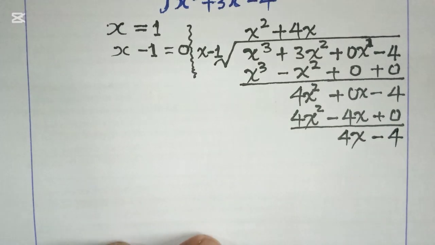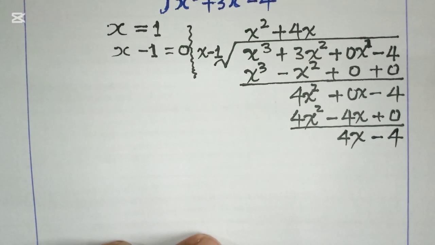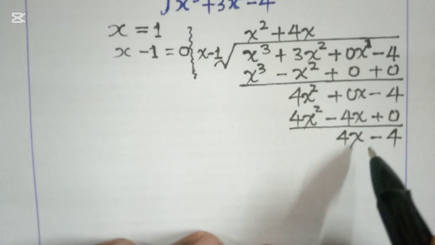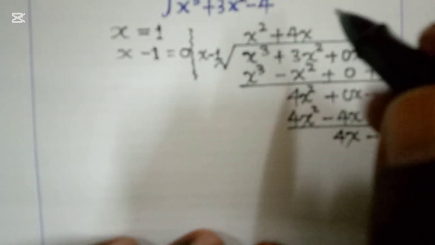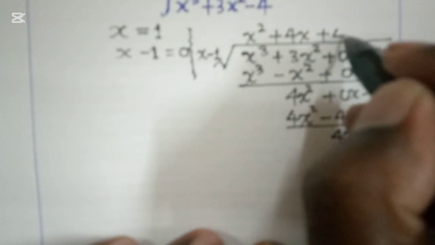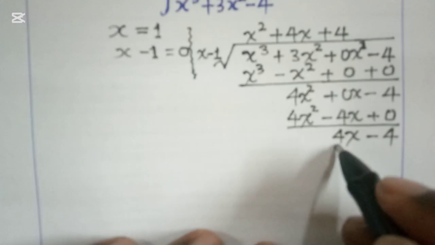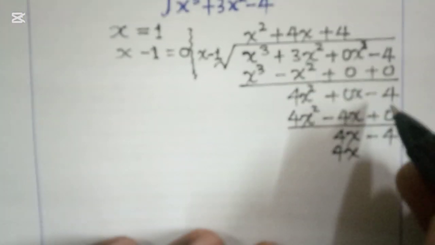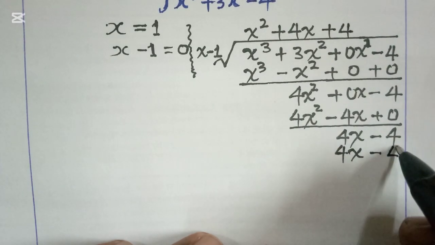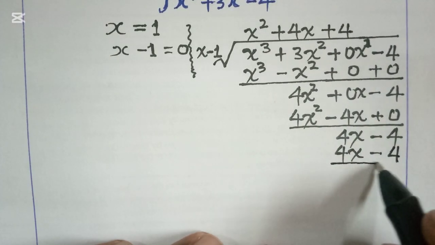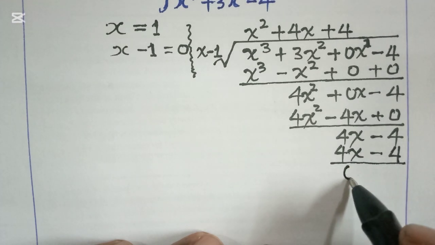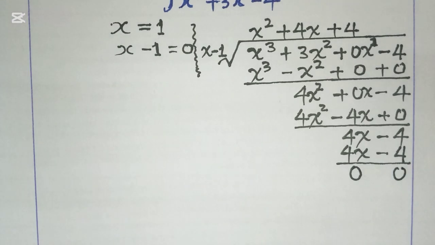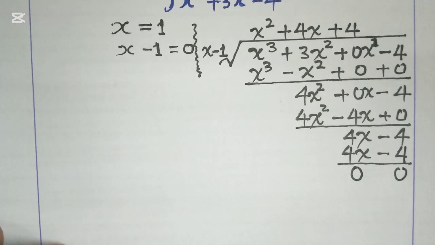So guys, I hope all is well. We now look for another number that can give us 4x, and that number is going to be plus 4. So this is going to be 4x. 4 multiplied by negative 1 is negative 4. So guys, you can see we have been able to find our factors, because now we get 0 as our remainder. And that's what we really desired.